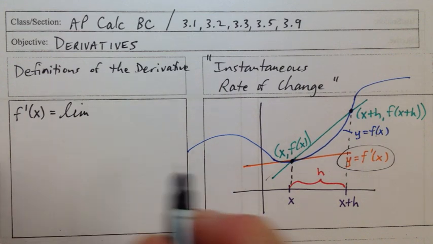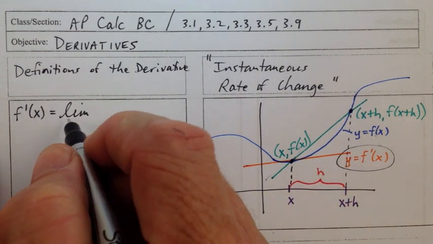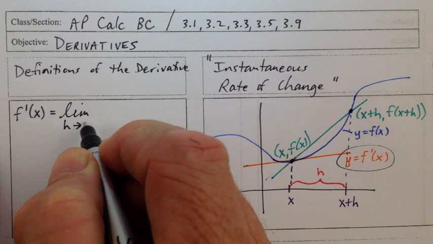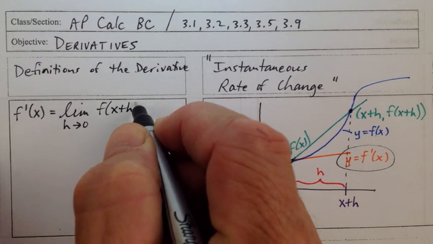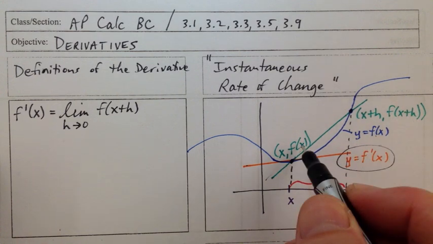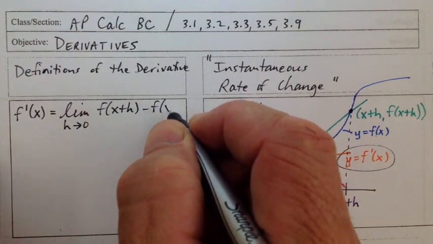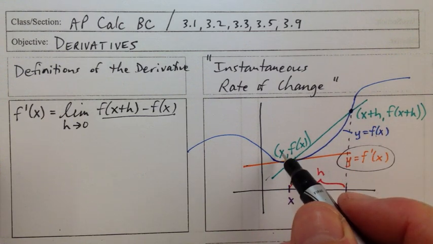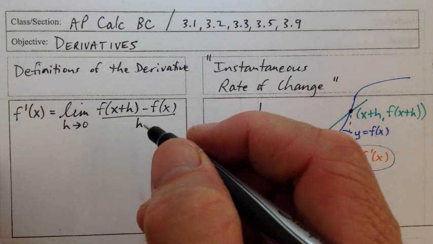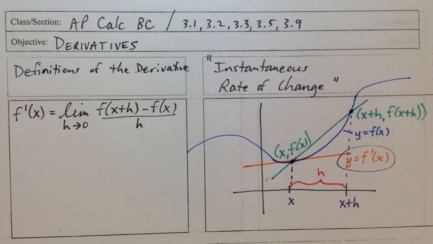which is the slope of the tangent line right here, is the limit as h approaches 0 of f of x plus h, so the difference in the y coordinates, all over the difference in the x coordinates. And x plus h minus x is just h. So there's one of the definitions of the derivative.